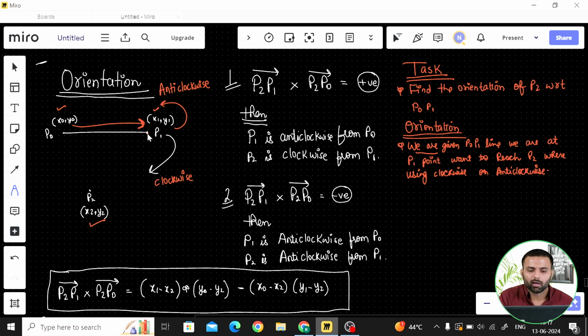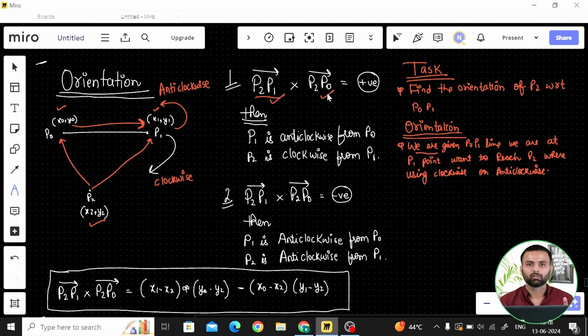If you see here, you are here, and your task is to reach P2 from P1, with P0. Let's make vectors here: P2 to P1 and P2 to P0. We have to make these things. So in the coding part, we just make the two vectors accordingly. This is P2, P1, and we make P2, P0.